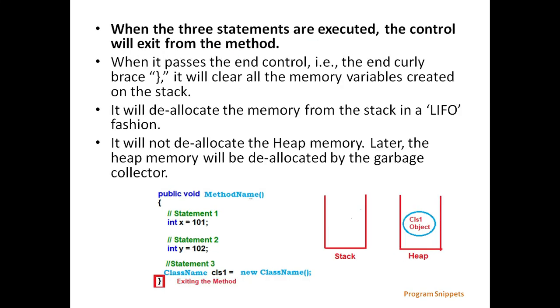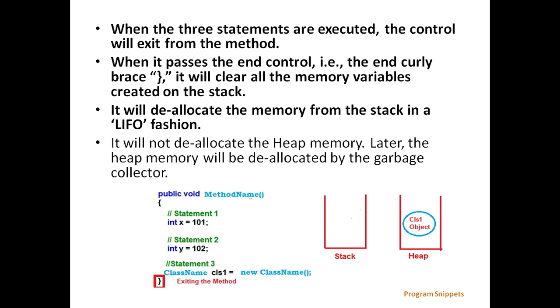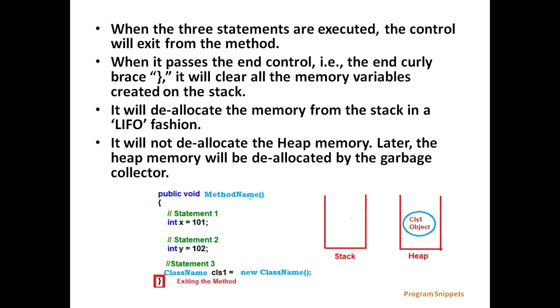When these three statements are executed and the control exits from the method, when it passes the end curly bracket, it will clear all the variables created on the stack. It will deallocate the memory from the stack in a last in first out fashion, but it will not deallocate heap memory. Later, the heap memory will be deallocated by the garbage collector.